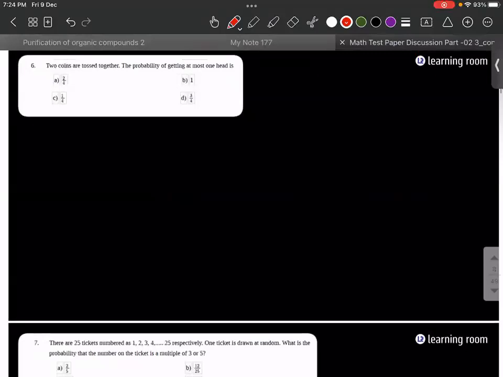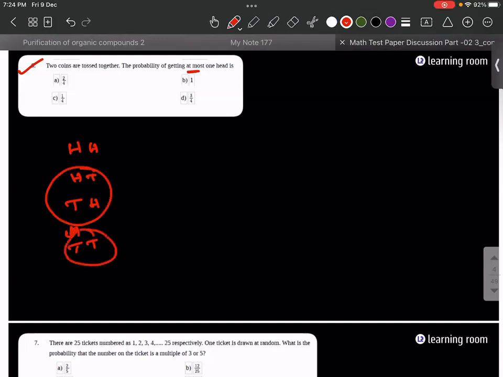That's fine. So: two coins are tossed together. The probability of getting at most 1 head. So the outcomes are head-tail, tail-head, tail-tail. So at most 1 head means 3 out of 4.